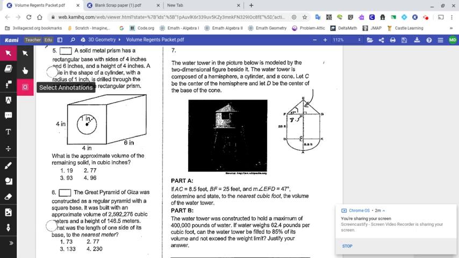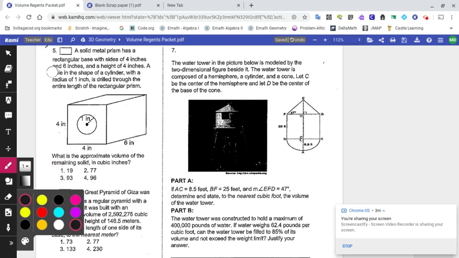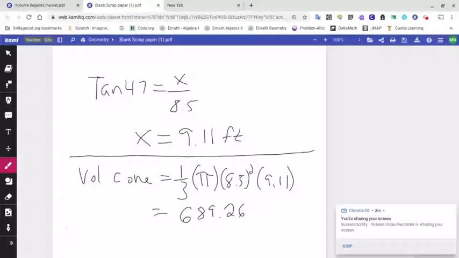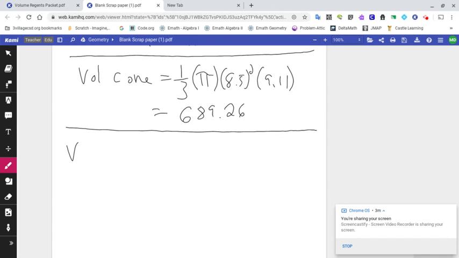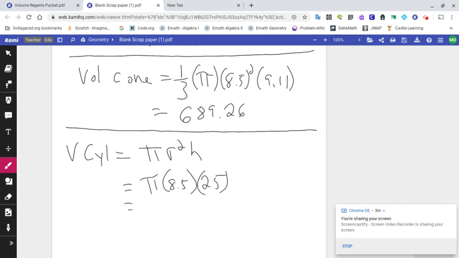Now the cylinder. The cylindrical piece also has a radius of 8.5 and a height of 25 feet. So the volume of the cylinder is going to be pi r squared h, which is pi times 8.5 squared times 25, which is going to equal 5674.5. That's the volume of the cylinder.